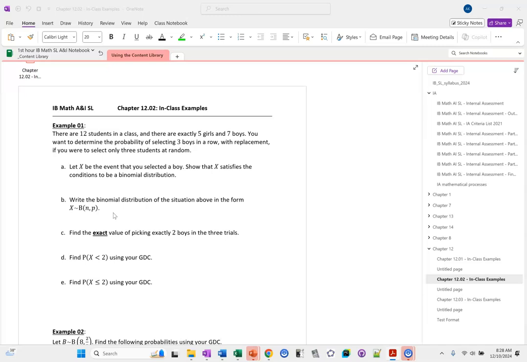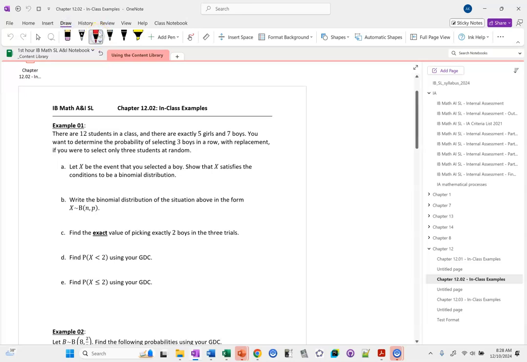So if I write the binomial distribution, what's that going to look like? X tilde B, and then what is n? How many trials are we doing? 3. And the probability of success is 7 out of 12. Everybody's okay with that?